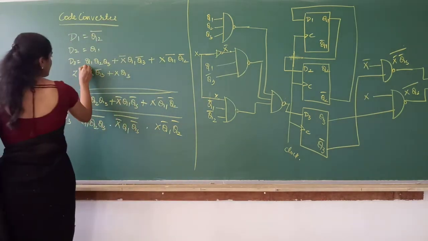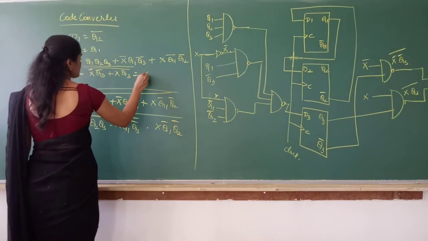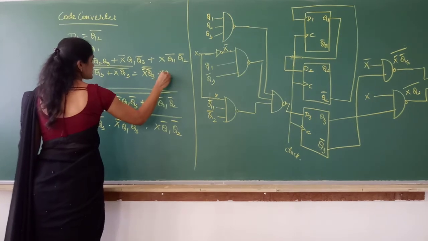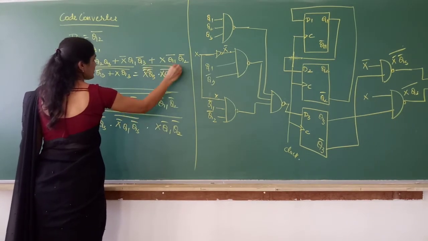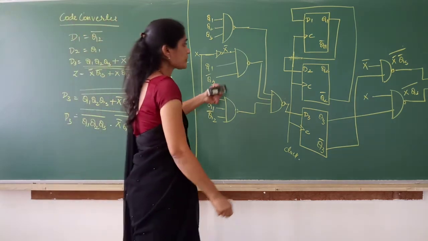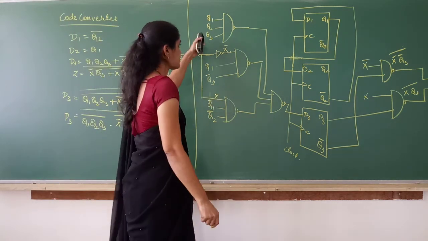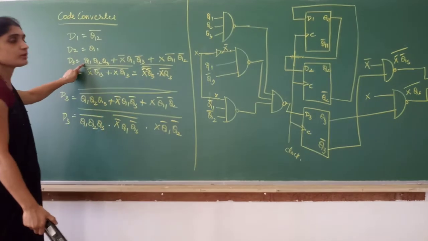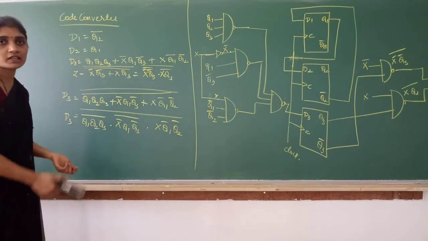If you take the double complement for this, what equation do you get? X bar Q3 bar whole bar, X Q3 whole bar. The same I am getting there. It's a simple De Morgan's theorem that we have applied here. So this is the code converter circuit you can see in your textbook. Don't get confused with this. It is exactly the same circuit they implemented, but using NAND gates and De Morgan's theorem.